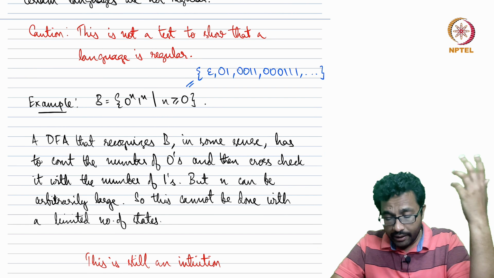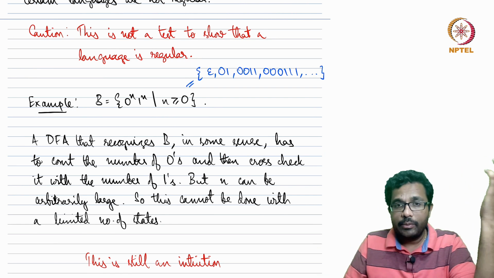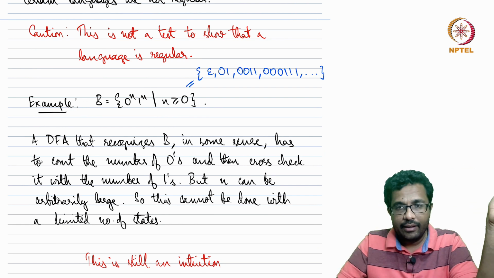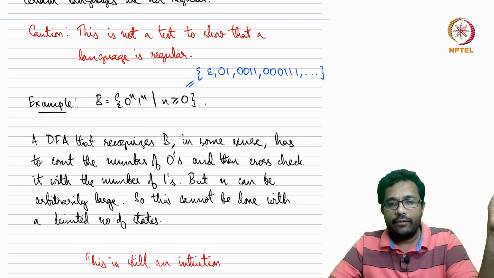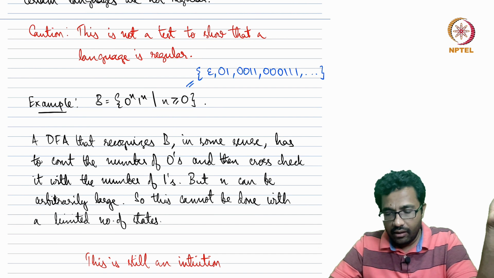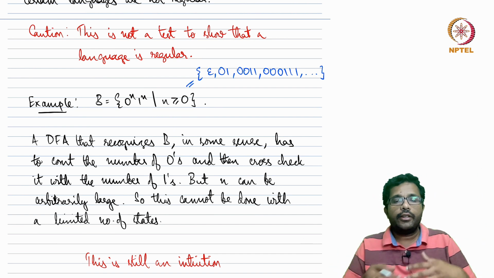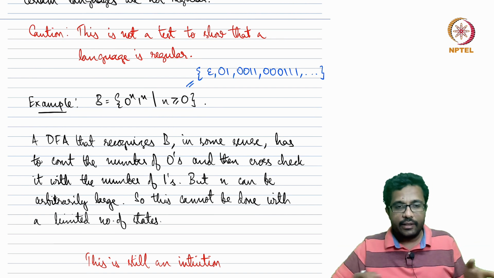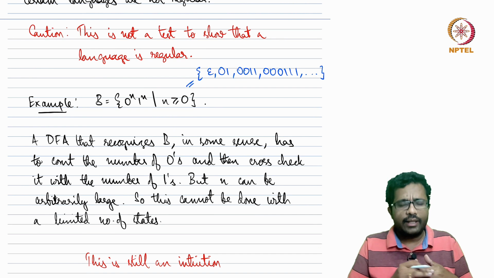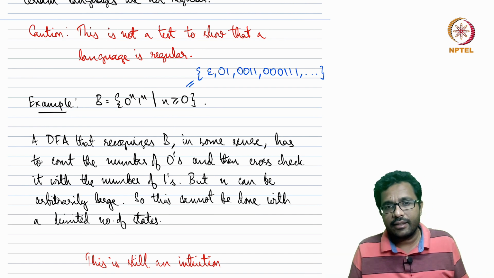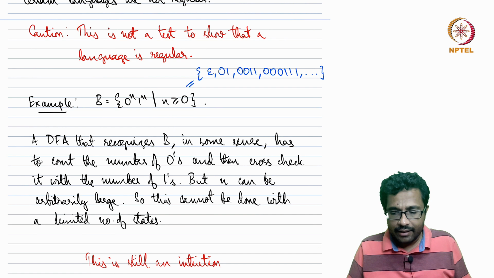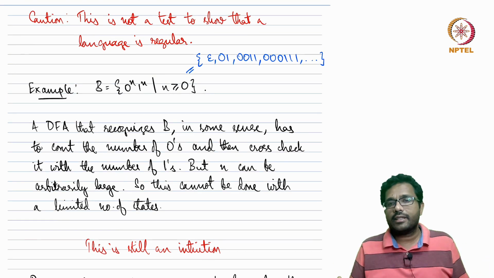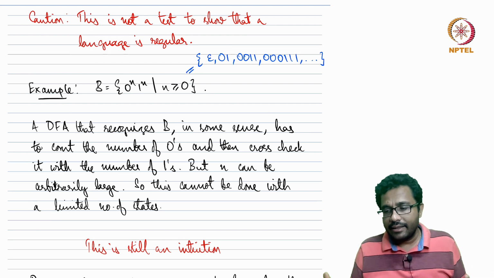But what can n be? This is an infinite language. N could be arbitrarily large. N could be 1000, n could be a million, right? So if you give me a DFA with, let's say, 100 states, it cannot keep track of a count of a million with 100 states, right? If you give me a DFA with a fixed number of states, I'll give you a string where n is really large, so that it will be clear that this relatively small size DFA cannot keep track of such a big count.